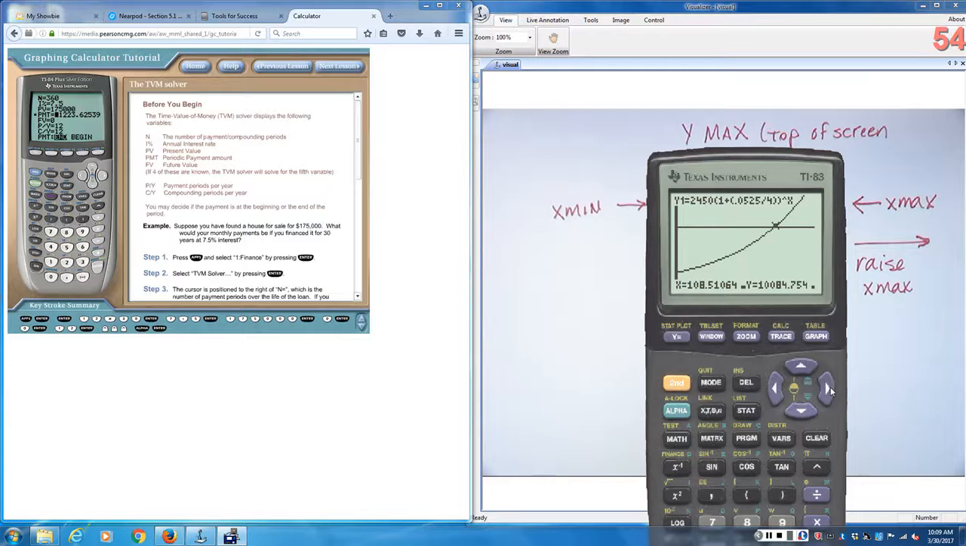How do you make yours follow your curve? You press trace. Oh, you just keep pressing it? No, you press trace and use your right arrow. Ah, okay, follow the line.